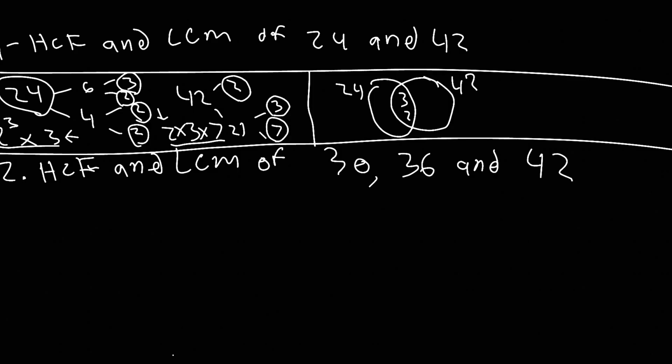And then I just write the remaining factors in their respective circles. So I can see over the 24, we removed a 2, so it's 2 to the power of 2 now. So I just have 2 2's. And for my 42, I only have the 7 left. And then step 3, just multiply together.